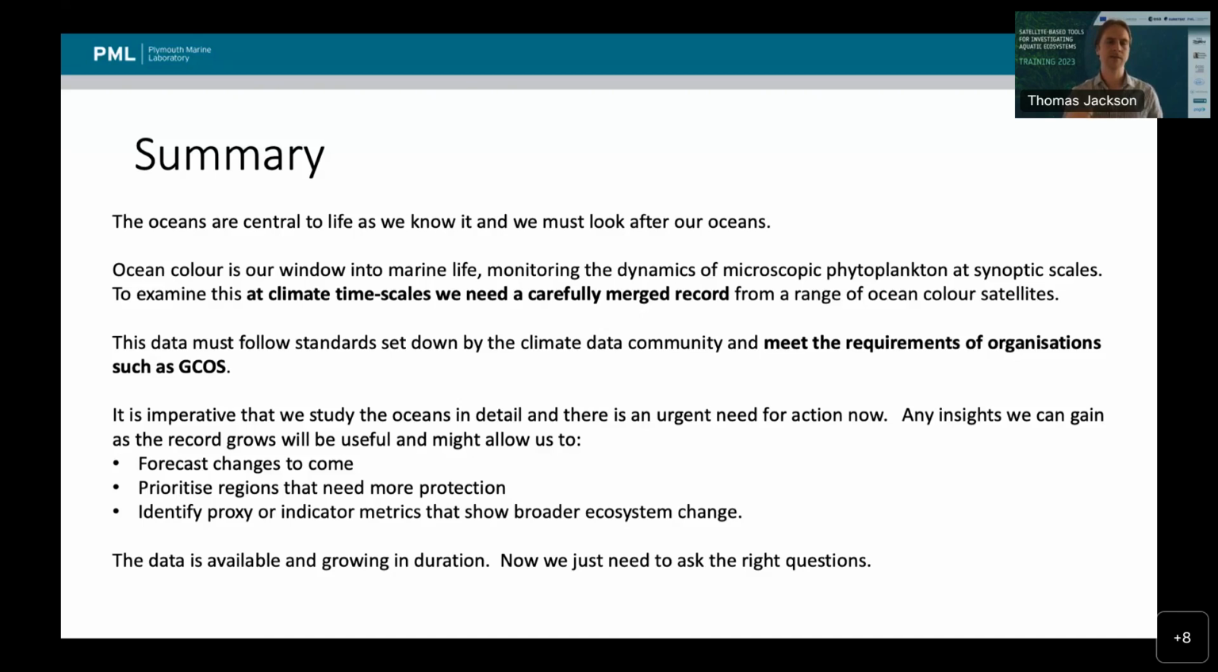And basically now we're at the stage where we just need to use those records and really start asking good questions. So whether that's looking for forecasts of change to come by looking at what changes we're already observing, or if it's prioritizing regions that might need more protection because we see that they're changing very rapidly, or if it's identifying proxies or indicator metrics where we see something in the ocean color record that might be representing a much bigger ecosystem change. But now we can say the data is available, it's growing as we continue to make the record longer, and it's over to the community to ask the right questions.